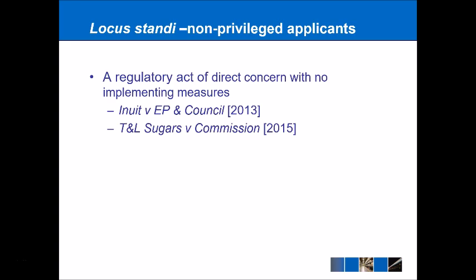It possibly links to the idea of direct concern that we looked at earlier. So we saw that in the case of Eridana, there were implementing measures by the member state, and so that wasn't direct concern. The case of T&L Sugars suggests that the implementing measures could also happen at an EU level as well. And so this possibly restricts the application of this third ground, not really a ground, but a third basis for judicial review in terms of the locus standi for non-privileged applicants.